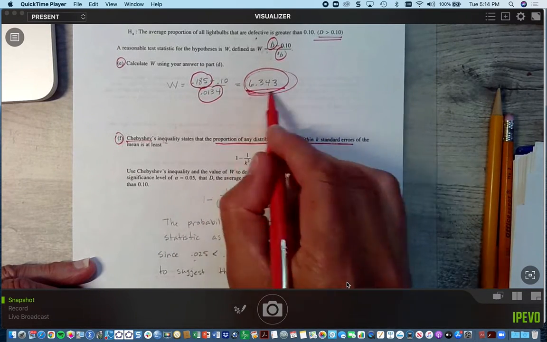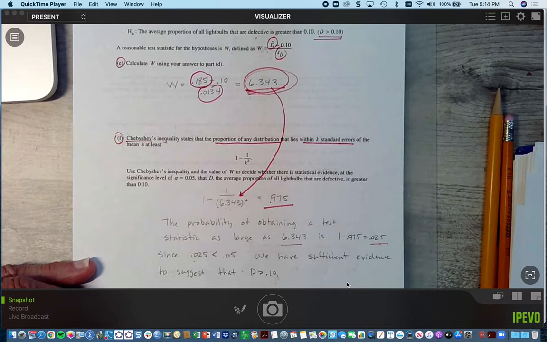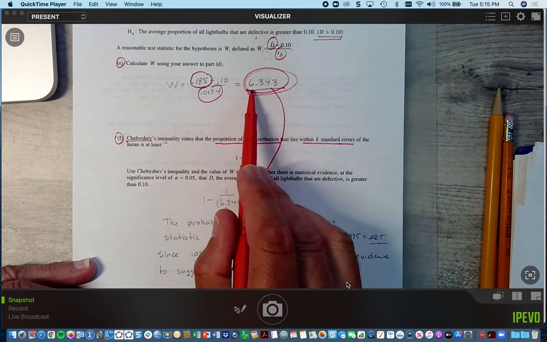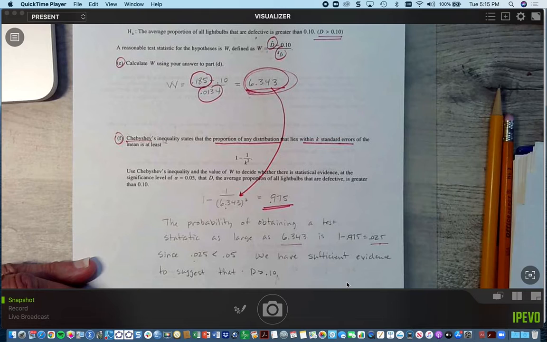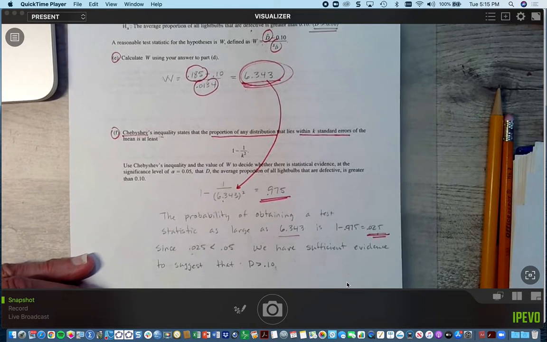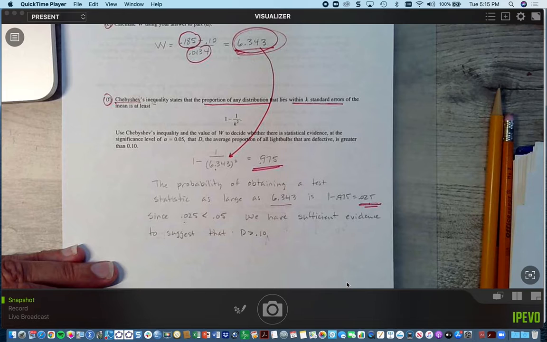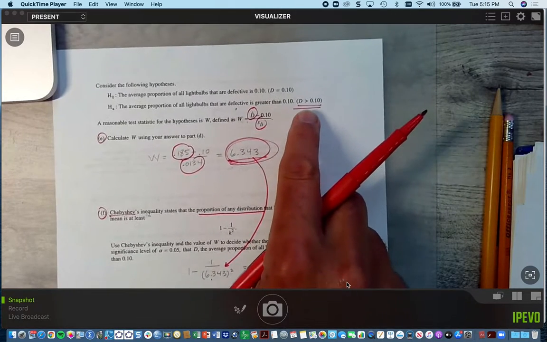Well, this is the number of standard errors away from the mean, so we need to see that you take that number and plug it in for k. Right? And when you do that, you're going to get about 97.5%. So we're saying that 97.5% of all test statistics are going to lie within 6.343 standard deviations of the mean, or standard errors of the mean. So the probability of obtaining a test statistic that is as large as 6.343, and I should have said or larger, is about 2.5%. This 2.5% is going to act like a p-value. So since the p-value is less than 5%, we have sufficient evidence to suggest that d is bigger than 10%.